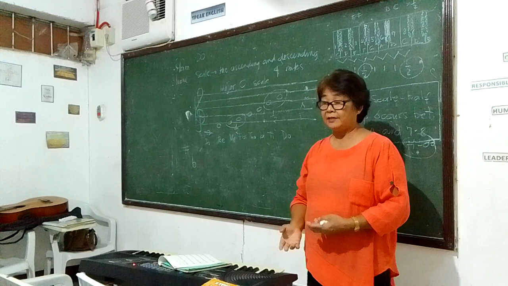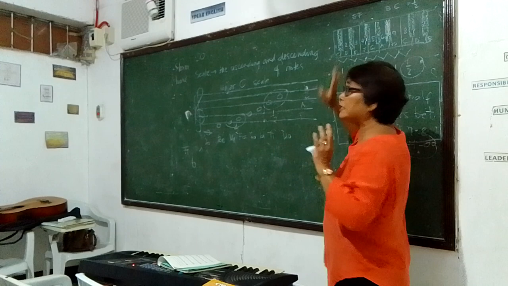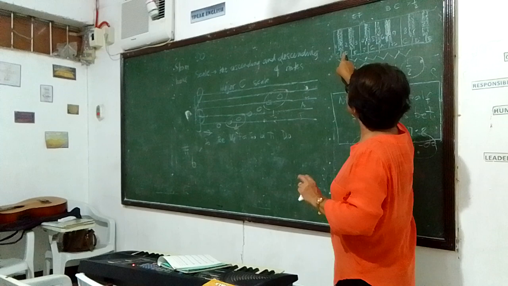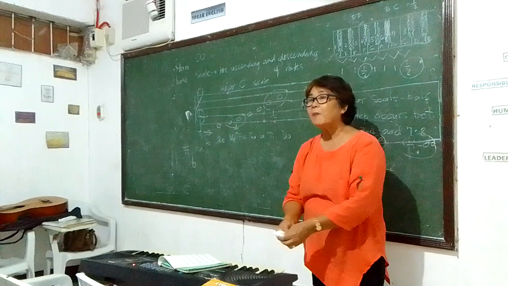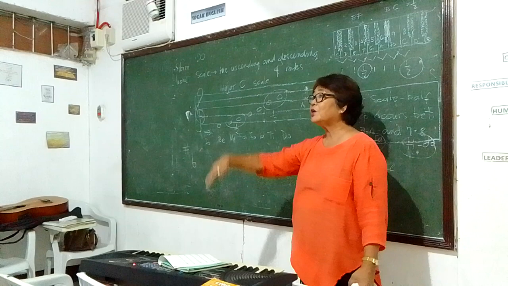If you play C to black, black to D, D to black, it is a chromatic scale. The chromatic scale is the distance from one note to another note, a half step each.